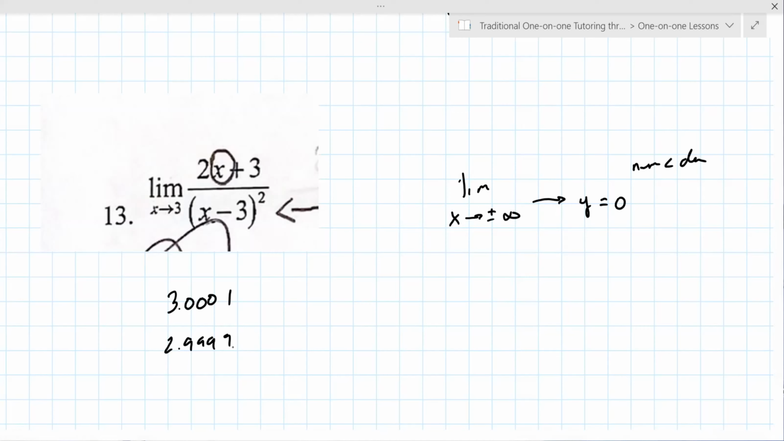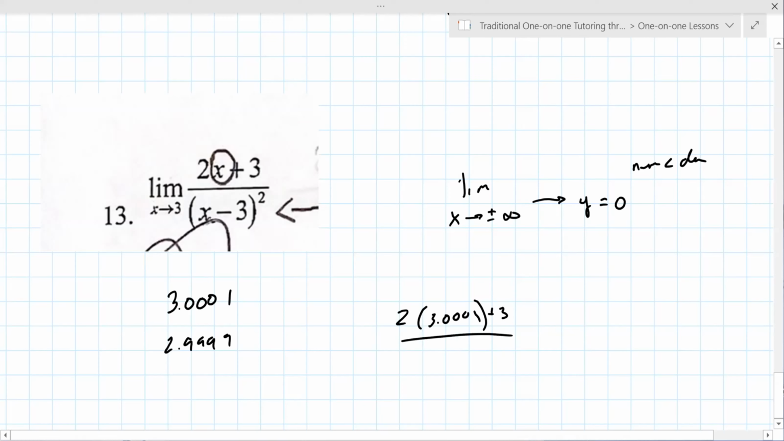So you can do this in your calculator, but let's put in 3.0001 squared. So this is 2 times 3.0001 plus 3 over, when you subtract 1, it's 0.0001 squared. So when you square something down here, it becomes really small, right? It's like 0.0000 and then a 1. So it's really small, and this is some number on top. So what's a number over a really small number? That goes to infinity.